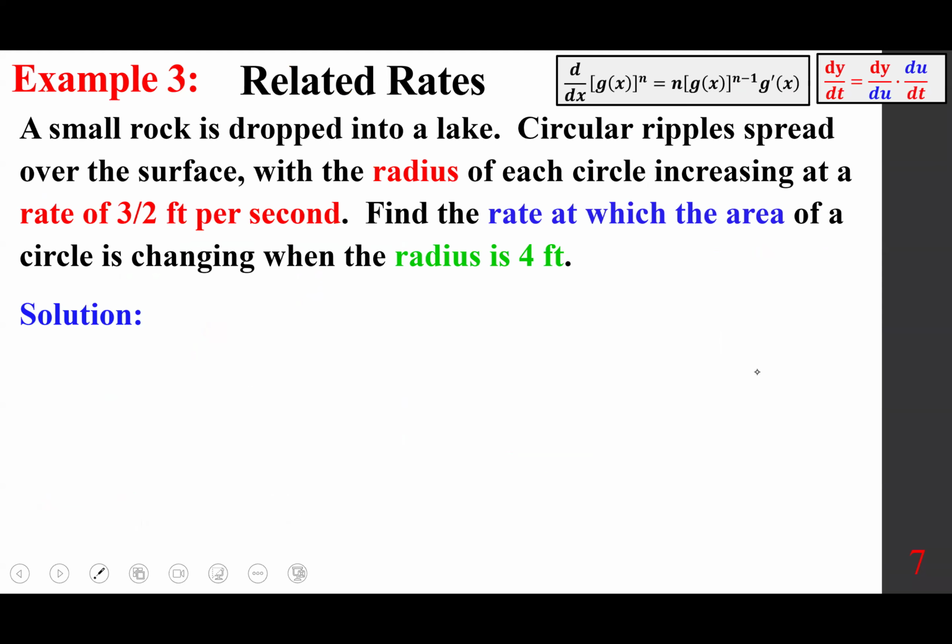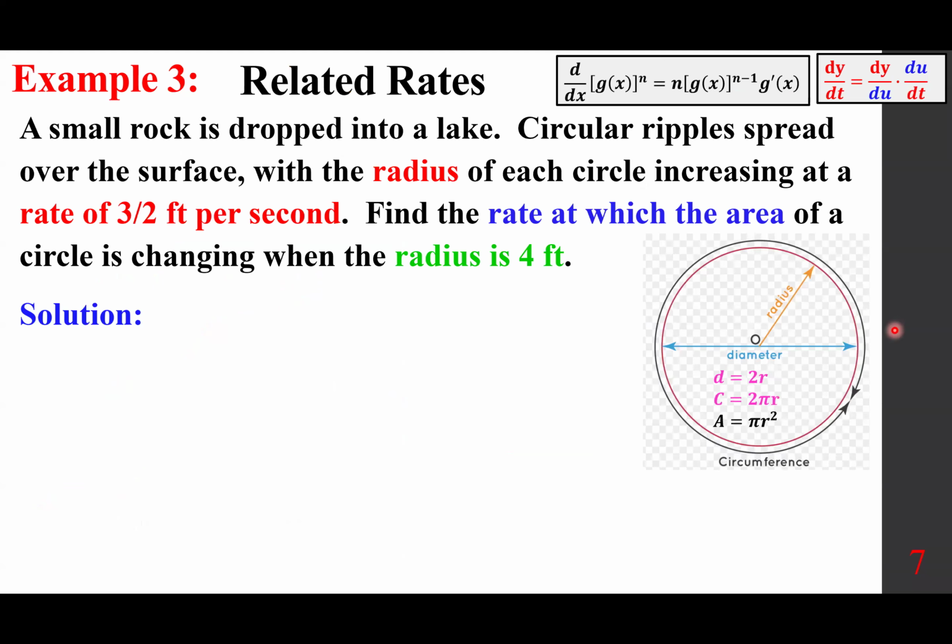We're going to move on, and we are going to look at a related rate problem. A small rock is dropped into a lake. Circular ripples spread over the surface with the radius of each circle increasing at the rate of 3.5 feet per second. Find the rate at which the area of a circle is changing when the radius is 4 feet.